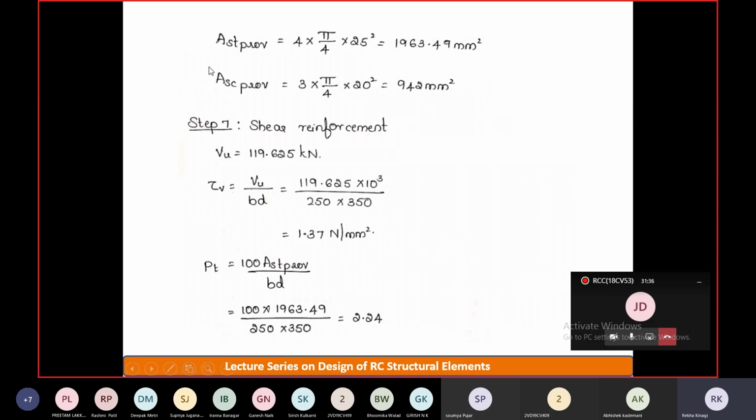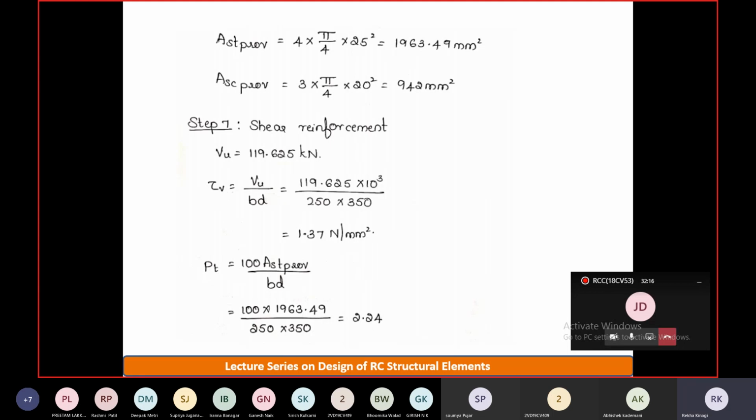Now let's calculate the AST provided and ASC provided. AST provided, there are 4 bars of 25 mm diameter. So 4 into pi by 4 into 25 square. So this is the value of AST provided, and ASC provided is 3 bars of 20 mm diameter. So 3 into pi by 4 into 20 square will give you ASC provided. These values we are going to use for the further calculation, AST provided and ASC provided.